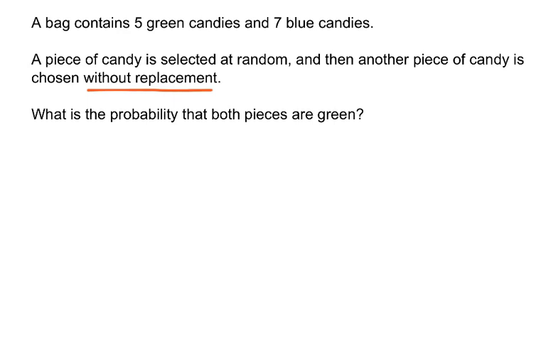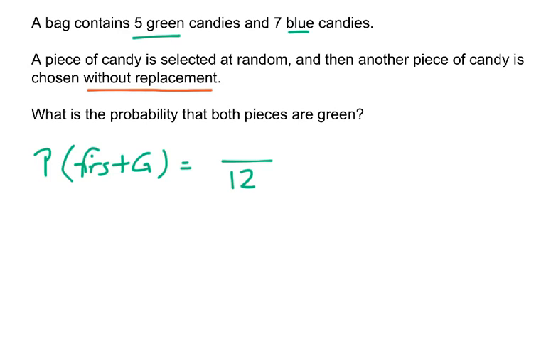We're going to use the same approach we did last time. We're going to find the probability that the first piece is green. Well, let's see. I've got 5 greens and 7 blues, so I've got 12 pieces of candy altogether. And how many of those are green? 5. I have 5 successes and 12 outcomes. Here's where it gets a little different. The probability that the second is green.